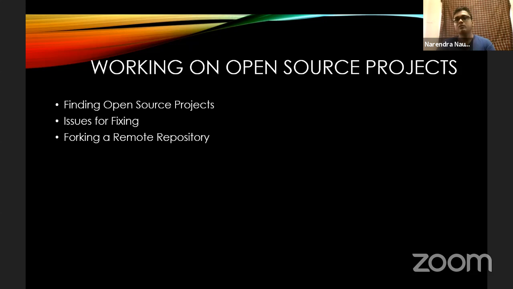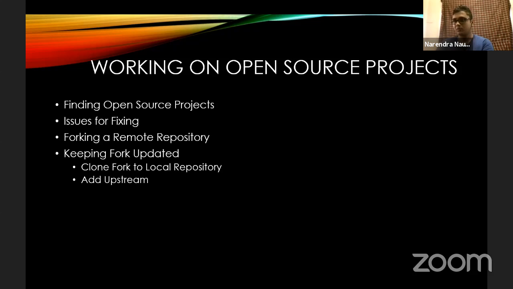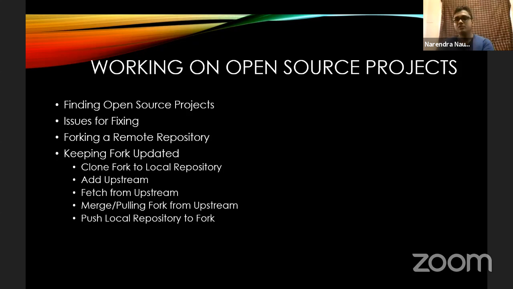We talked about forking, as we mentioned before, which is taking a copy of a central repository owned by someone else, which is maybe an open source project, to your online repository. Then we also went through the process of keeping a fork updated. These would have been the steps: clone from your online to your local, add the upstream link, fetch from the upstream, merge or pull. Well, in my case, I use rebase. You can also use merge. And then push from the local to your online repository.